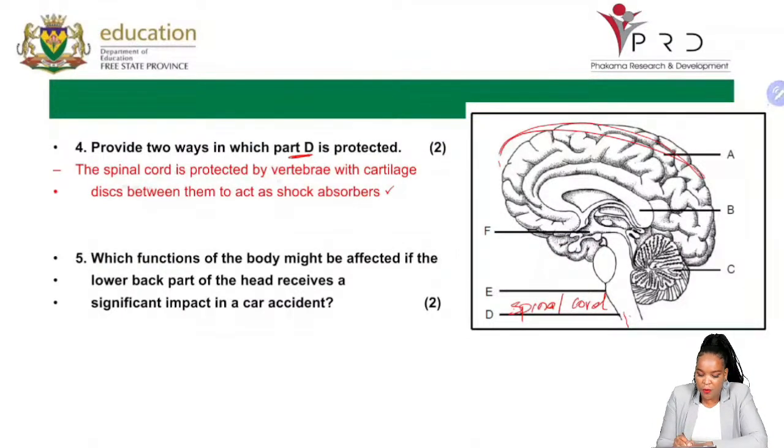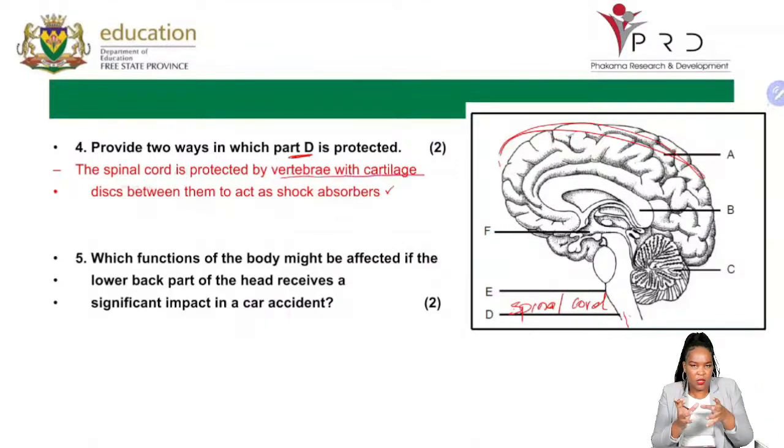The spinal cord is protected by the vertebrae with cartilage. Remember the bones that we've spoken about: those are not the spinal cord. They are the bones that are protecting the spinal cord inside, like this. So it is protected by the vertebral column, or by the vertebrae with cartilage in between. Remember, between each disc of the vertebrae, there is cartilage. So that cartilage, together with the bones, is protecting the spinal cord.